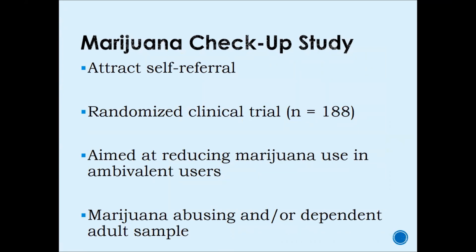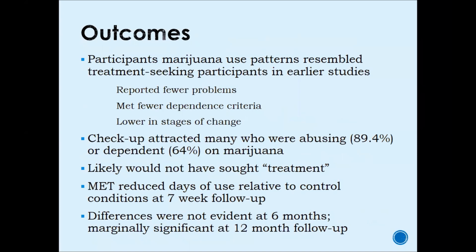The marijuana checkup study with the adults did indeed attract self-referral from folks who were abusing and dependent on marijuana. It was a randomized clinical trial that included 188 adults, and of course the overarching emphasis was to reduce marijuana use in ambivalent users. And what this study found was that, first of all, participants could be attracted into this service that were not treatment seeking. So they likely would not have sought treatment if the checkup intervention wasn't available.